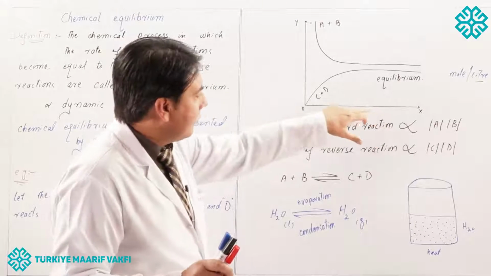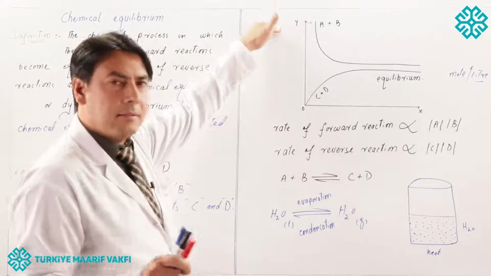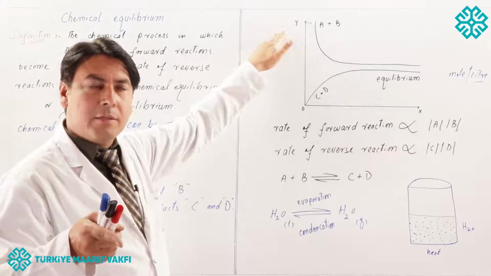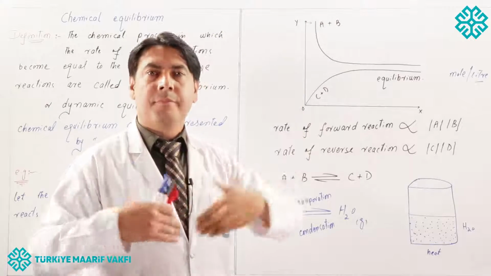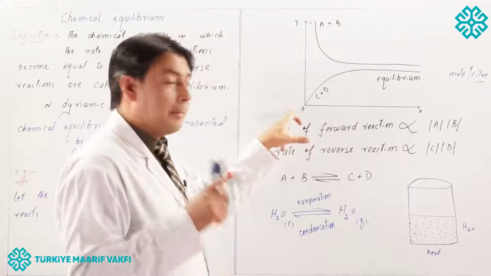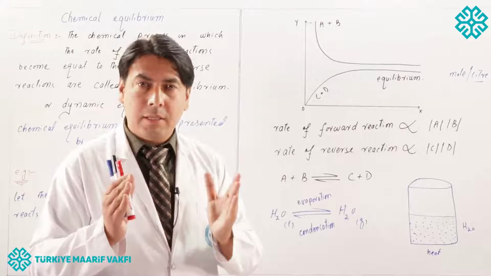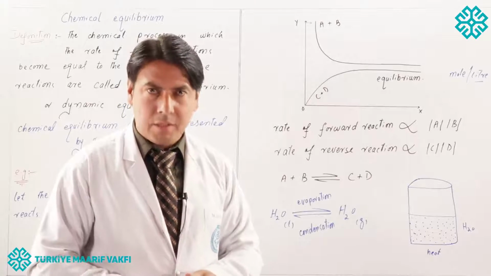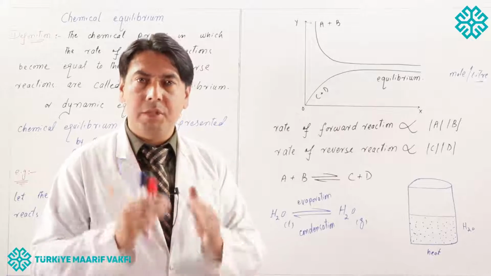On the x-axis, I have taken the time, and along the y-axis, I have taken the concentration. Before starting the chemical reaction, the concentrations of reactants A and B are high, and that of the products C and D is 0, because the products are produced as a result of the chemical reaction. As the concentration of product is 0, it means that no reaction has occurred.